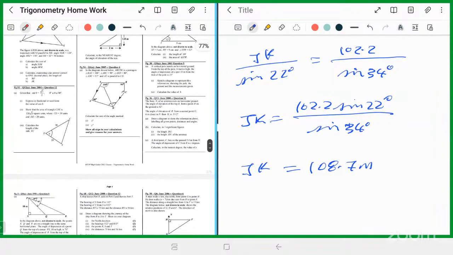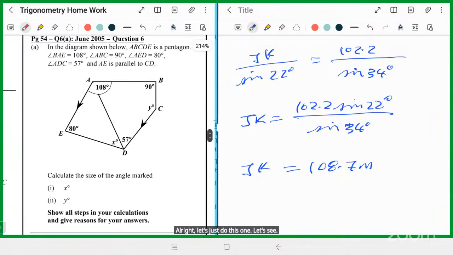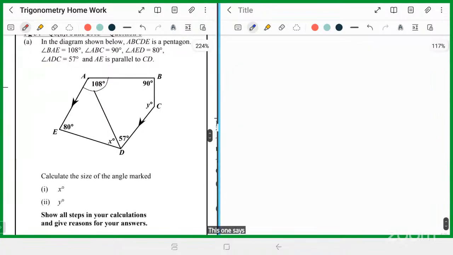Alright, let's just do this one. So let's put it on the screen. This one says, in the diagram shown below, ABCDE is a pentagon. Angle BAE is 108 degrees, which is right here. Angle ABC is 90 degrees right here. Angle AED is 80 degrees over here.